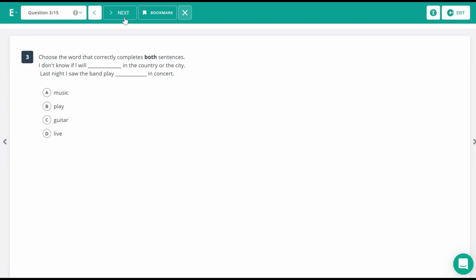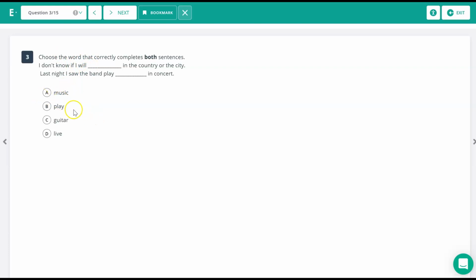So we're looking for a word that fits in both sentences. This is a practice that we did a lot in iRead. I don't know if I will blank in the country or the city. Last night, I saw the band play blank in the concert. Now, sometimes words can have different sounds in different contexts.